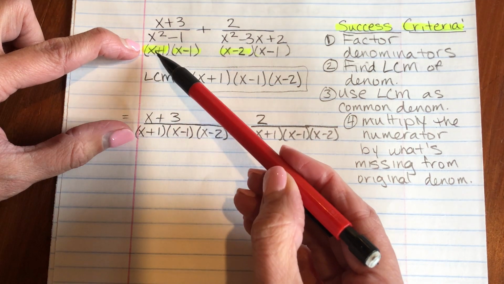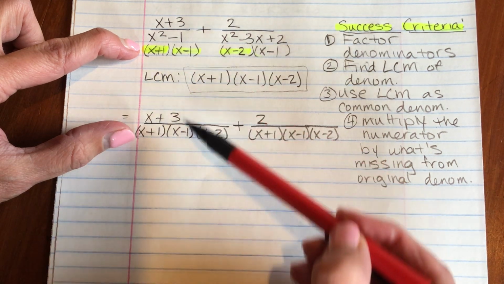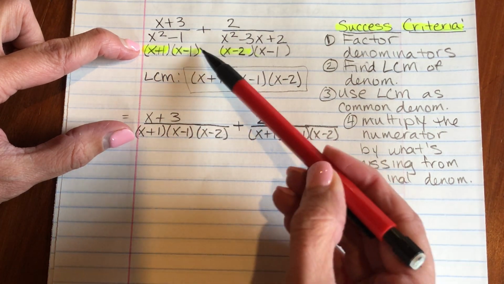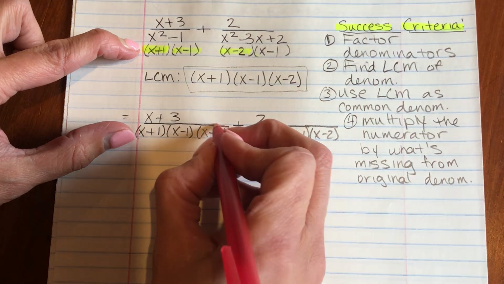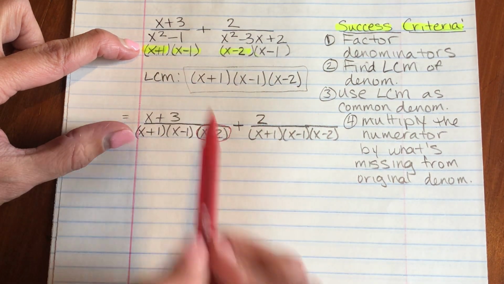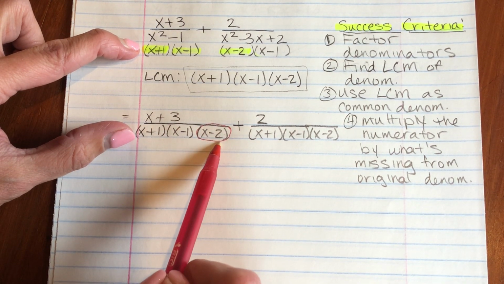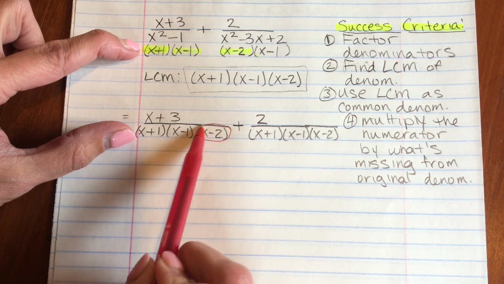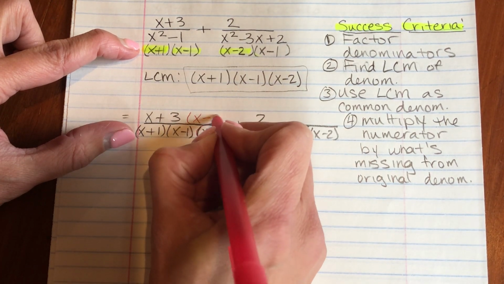Okay, so they both have these x plus 1s. They both have these x minus 1s. What's missing here? What's missing is the x minus 2. That's what we added in to our LCM there. So to balance that out, I need to take this x minus 2 and also multiply it to the top.